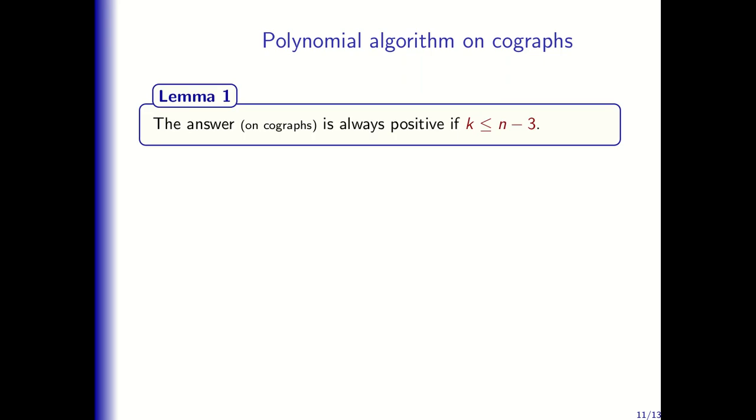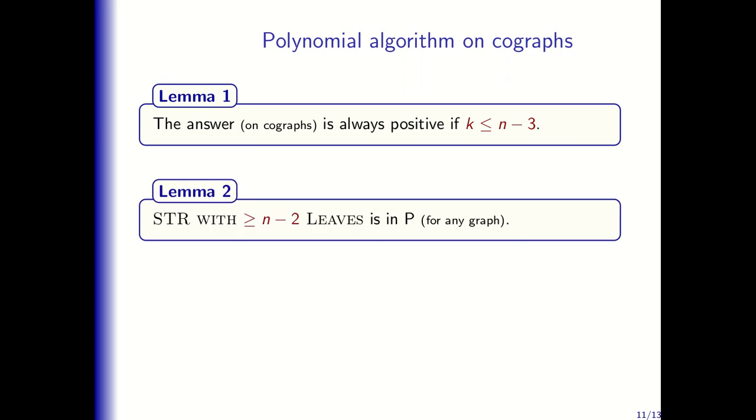And so now let me explain in a few minutes how the two polynomial time algorithms are working. So the first on Cograph and the second one on interval graphs. So for Cograph, basically the proof is based on two lemmas. The first one is that the answer for Cograph is always positive when the number of internal leaves is at most n-3. Okay. So the only case that can be complicated is if the number of leaves has to be at least n-2.